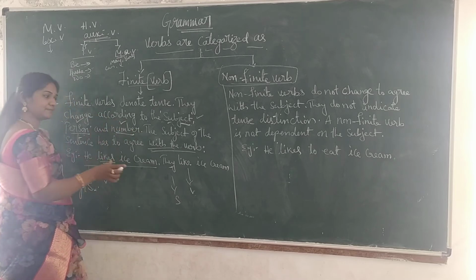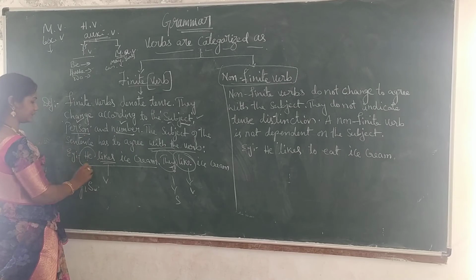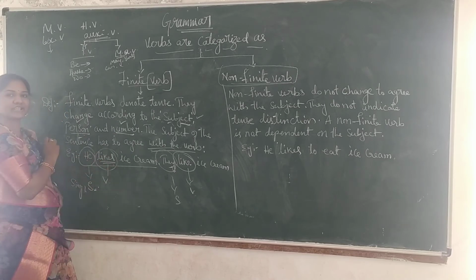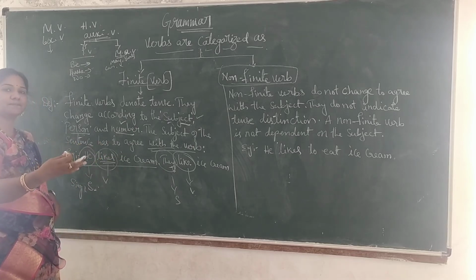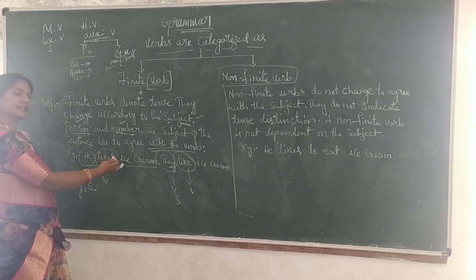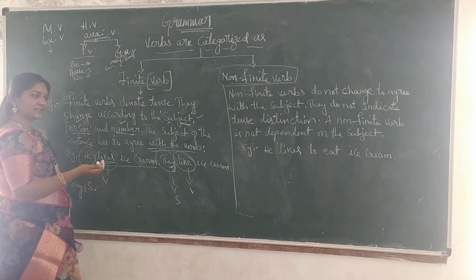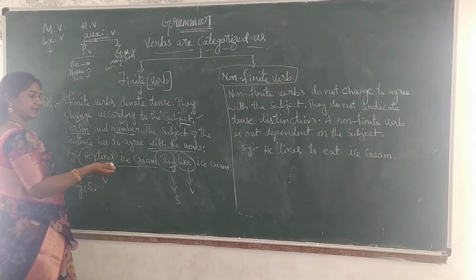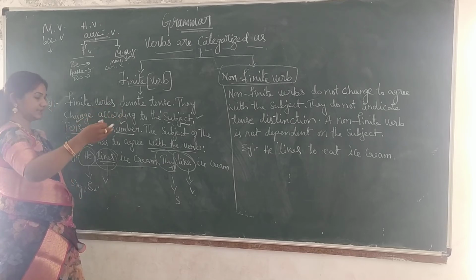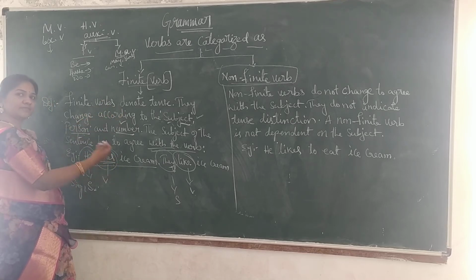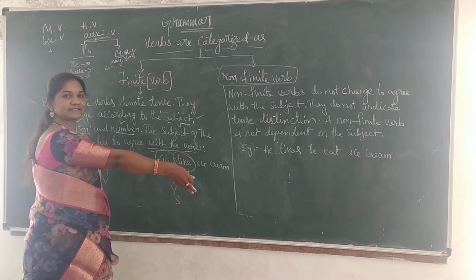Here in the same sentence, when the subject is changed, the verb also is changing according to that. Sometimes it will change according to the tenses also. If they ate ice cream, it was already finished yesterday. They ate ice cream yesterday. Eat, ate. Like this it will change, isn't it? He ate ice cream means yesterday. If used today, he eats ice cream.